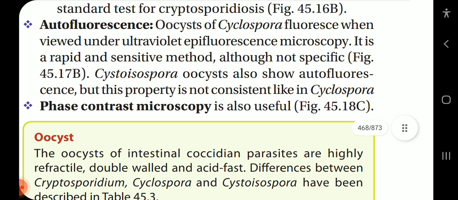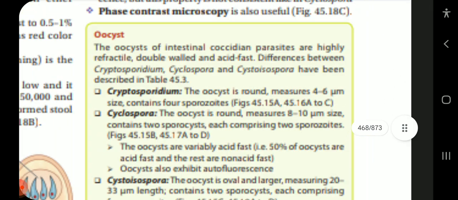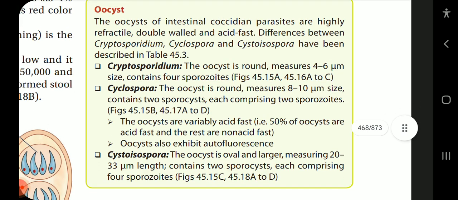Autofluorescence: oocysts of Cyclospora fluoresce when viewed under ultraviolet epifluorescence microscopy. It is a rapid and sensitive method, although not specific. Cystoisospora oocysts also show autofluorescence, but this property is not consistent like Cyclospora. Phase contrast microscopy is also useful. The oocysts of the intestinal coccidian parasites are highly refractile, double wall and acid fast.